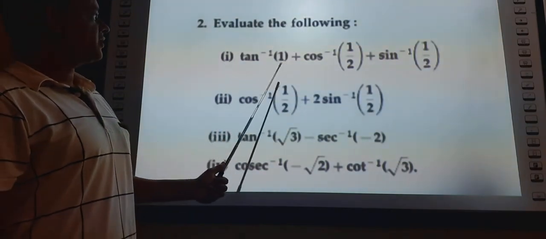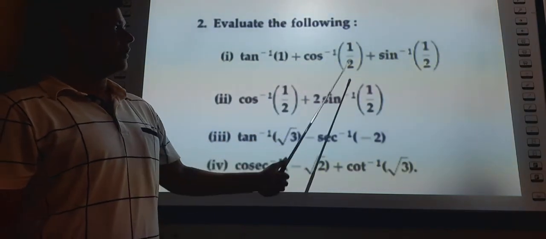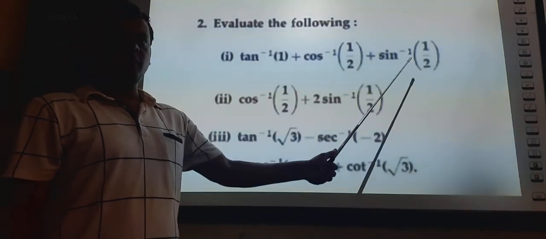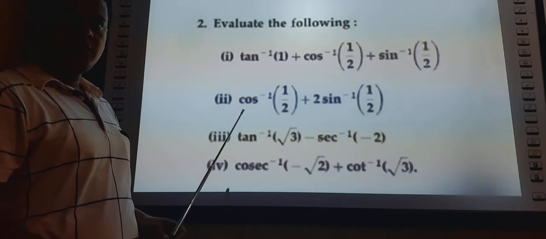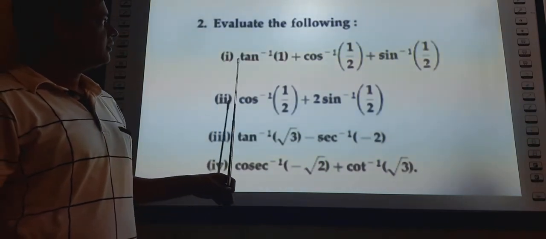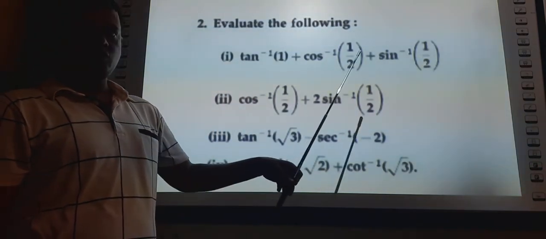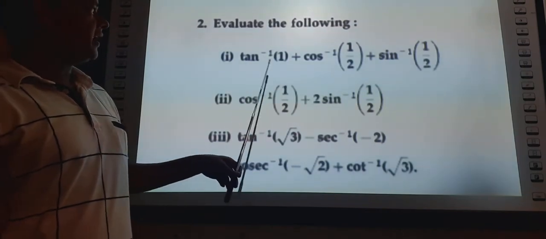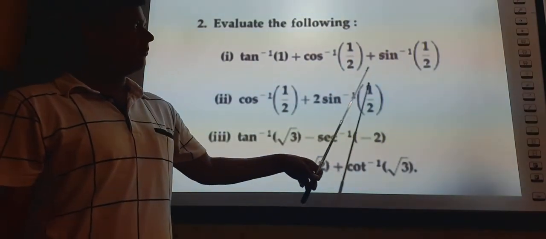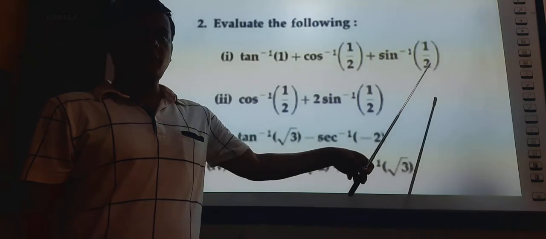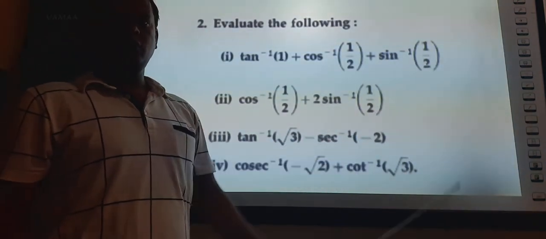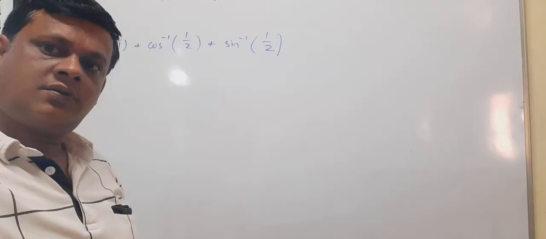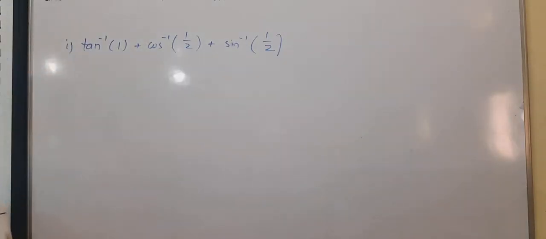Question number 2: evaluate the following. First, tan inverse 1 plus cos inverse 1 by 2 plus sin inverse 1 by 2. In the previous examples, we found single quantity ratios. Here we have to find tan inverse first, cos inverse of 1 by 2, then sin inverse of 1 by 2, then we have to add all these values. So we see them one by one.